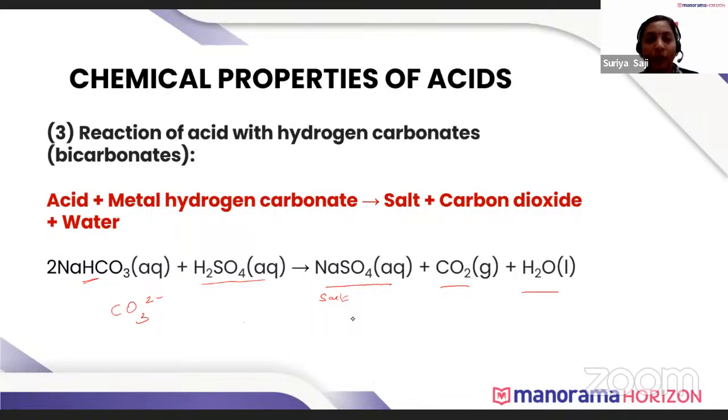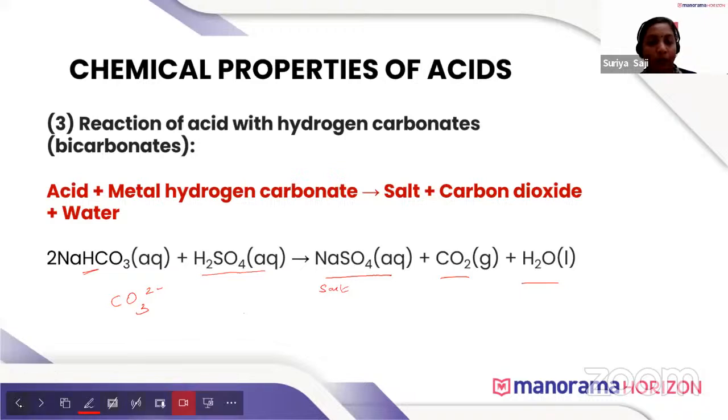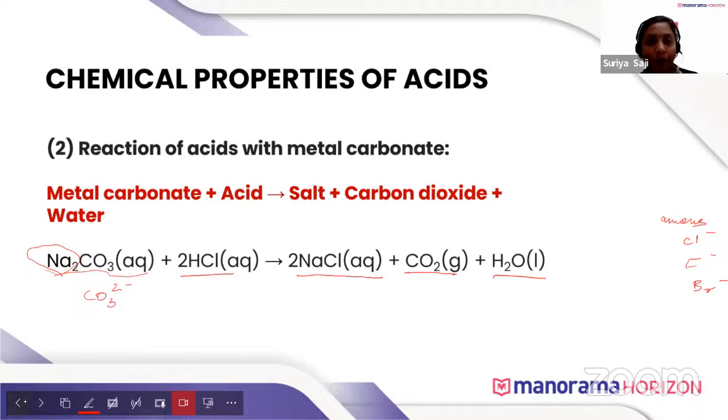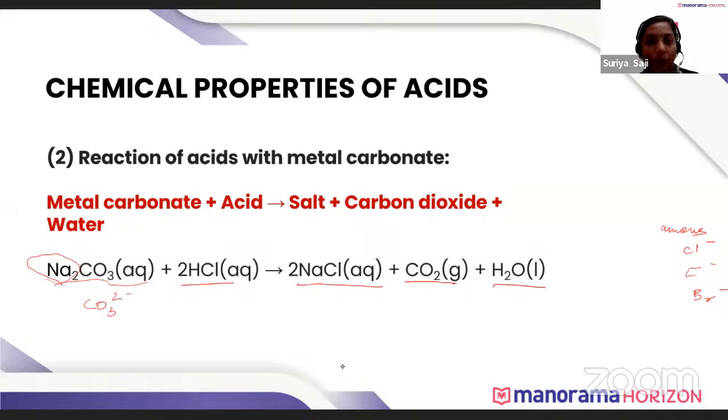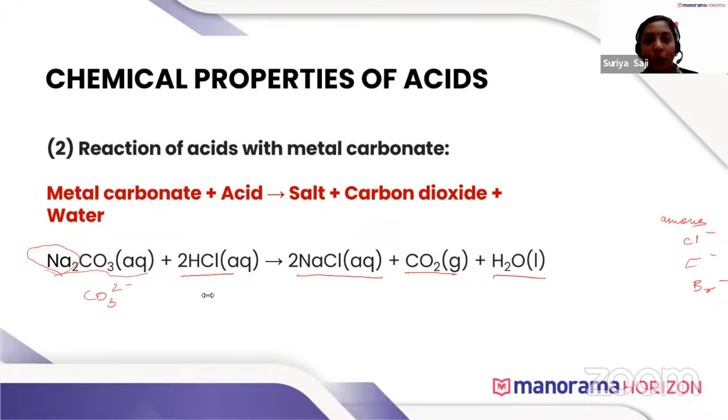Previous slide. Previous slide means I think this one, chemical properties of acids. Okay, this is hydrogen carbonate. Joseph, are you mentioning this slide or the previous one? This one. Okay, this one, right? Reaction of acids with metal carbonates. Do you have any doubts over here?